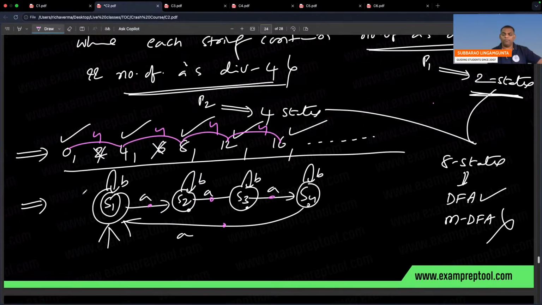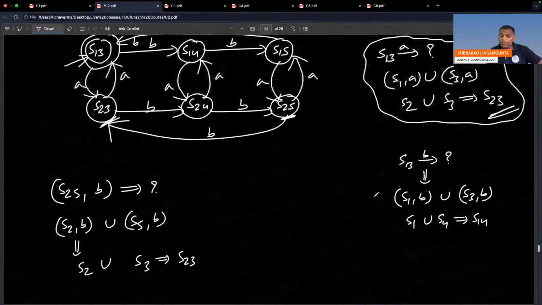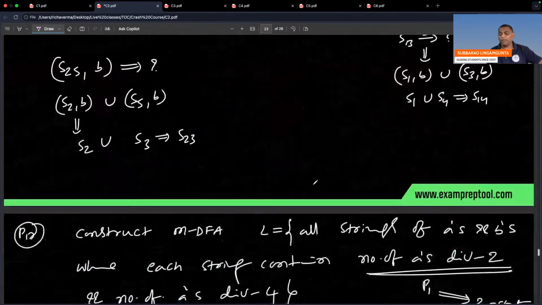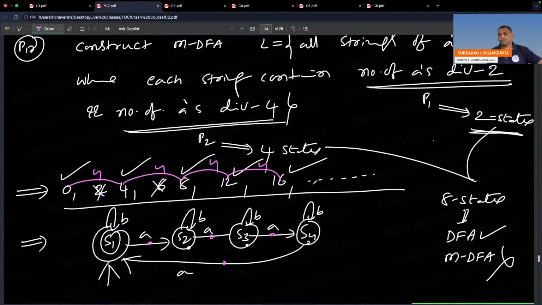Check it here. Sir, can't I multiply? Yes, you can multiply, no doubt at all. You multiply, 8 states. That is also correct. The product machine gives you 8 states. That is correct, but there is no guarantee it is the minimal DFA. But for different symbols, there is a guarantee. Check, if the condition is on different symbols, number of A's divisible by 2, number of B's divisible by 3, if different, you have to multiply. If same, you have to use common sense.